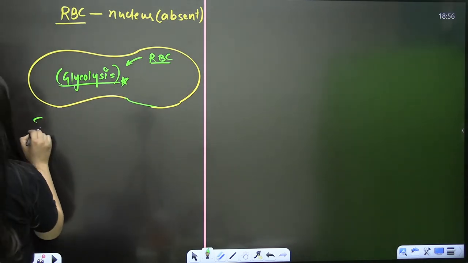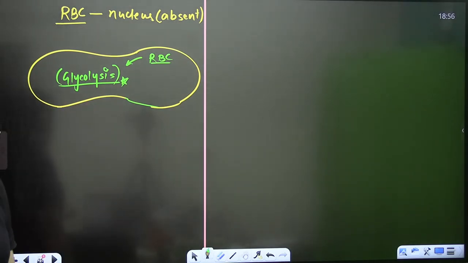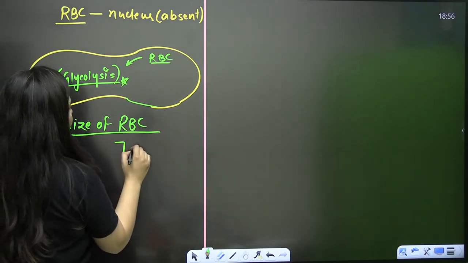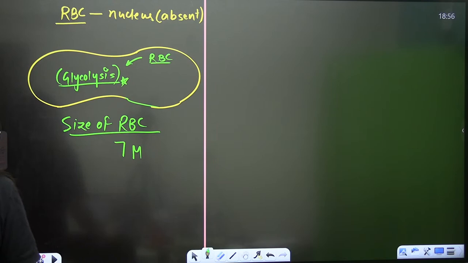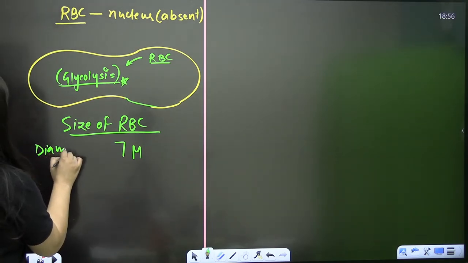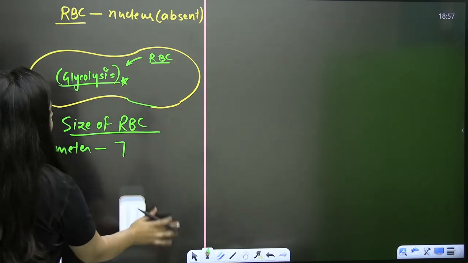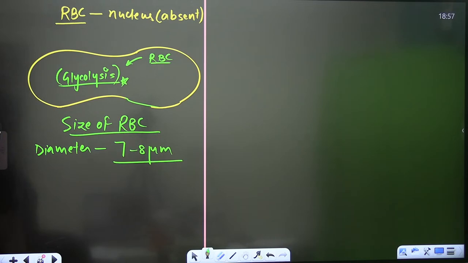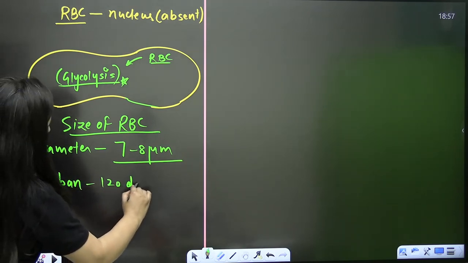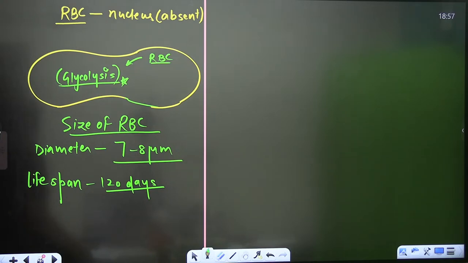So when it comes to the shape of the RBC, now you know the shape. If I talk about the diameter, or you can say the size of the RBC, it's near about 7 to 8 micrometer. And if you talk about the lifespan here, it is near about 120 days. So that's what you have to remember. Finally they will be destroyed. Done?